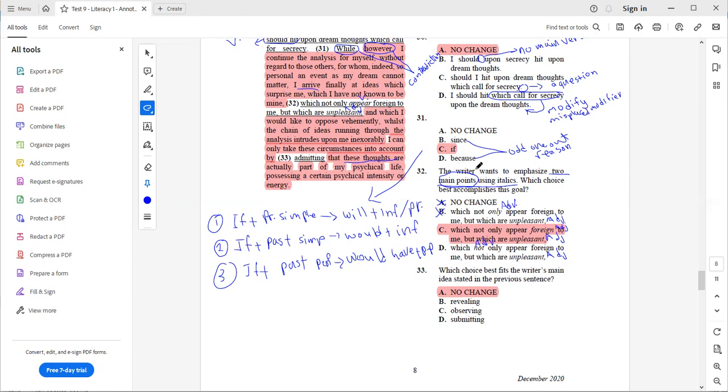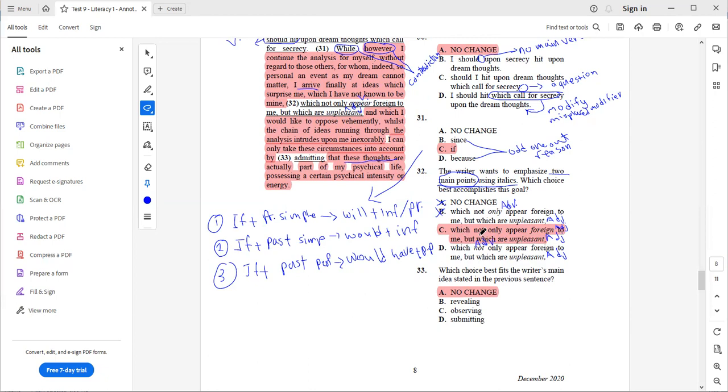So we cancel this. Look at the second one. "Only" is an adverb, unpleasant is an adjective. So also they are not equal. "Foreign" is an adjective, unpleasant is an adjective. Yes, they are equal. "Not" is an adverb, unpleasant is an adjective. So they are not equal. So the right one is C. Clear, Dr. Hamza? Yes. Okay.